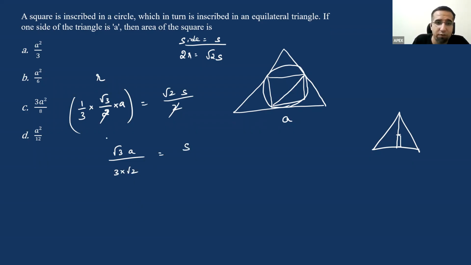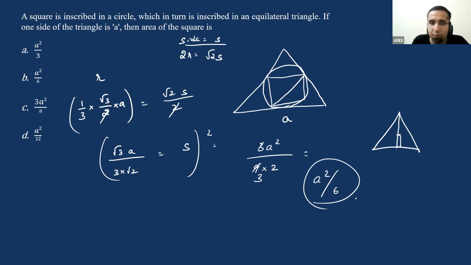Now the question is asking me the area of the square, so I have to square this up. So root 3A will give me 3A square. Denominator will give me 9 into 2. So 3 ones are 3, twos are 6. So therefore this becomes A square by 6 should be your answer. And therefore this becomes your answer.